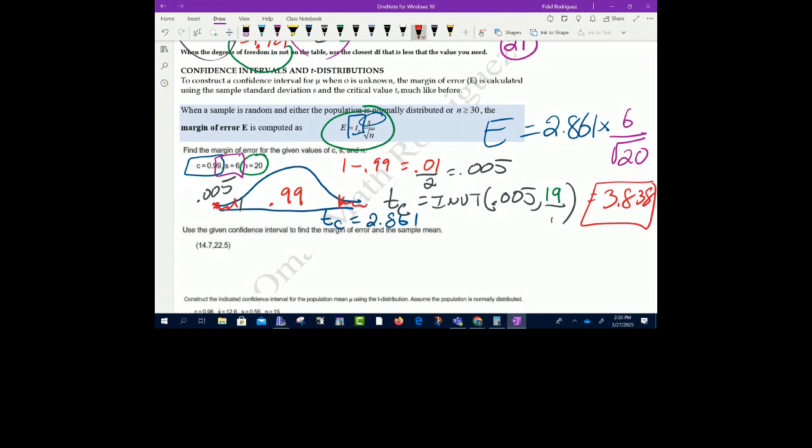And this would be the 3.838. That's your t_c? Or that's the error, right? That's the maximum error. So that's your E. That's right. So what we know is that the population mean, when there's a 99% chance, is going to be between these values, right? Where the error is 3.838. We don't know what the sample mean is, but we know that the error isn't going to be more than 3.838. Okay.